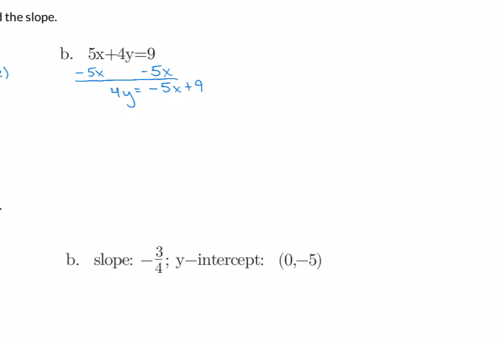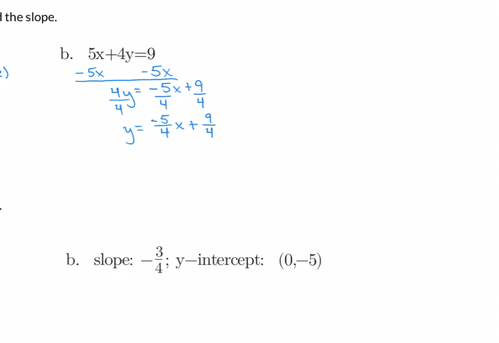Again, I want my x term first. And then to get y by itself, I'm going to divide each term by 4. So we get y equals, I can't simplify the fraction, so I'm just going to leave it as negative 5/4 x. Same thing for my y-intercept, my b. This doesn't simplify, so I'm just going to leave it as 9/4.